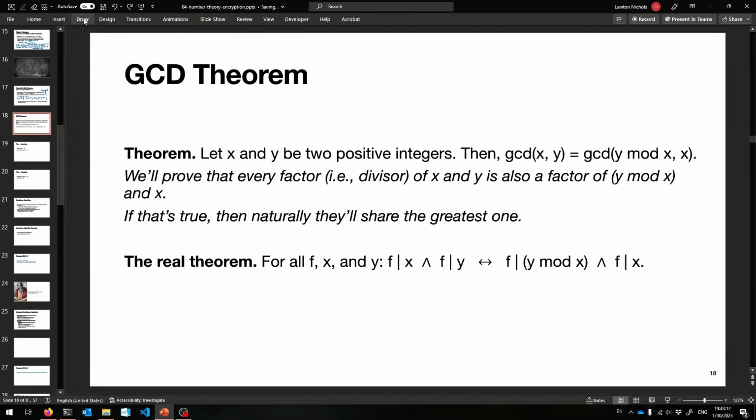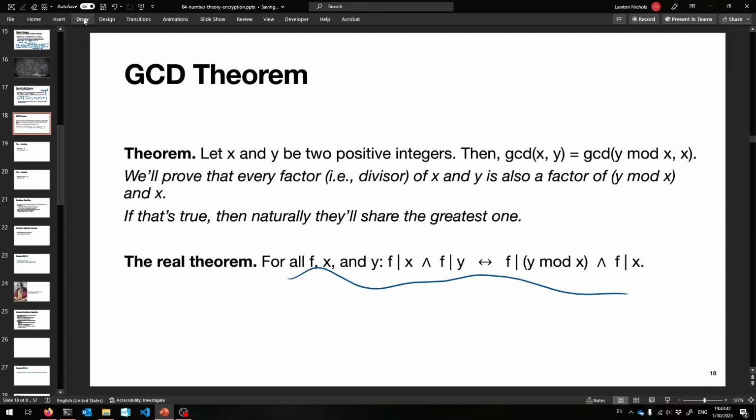That's the algorithm. We're going to prove that every factor of x and y, right, because that's what it means to be greatest common divisor, and it involves factors. So every factor, i.e. divisor, of x and y is also a factor of y mod x and x, because if they share the same factors, then they share the greatest factor, right? And the GCD is the greatest common divisor. So if they share every divisor, then of course they share the greatest one too, okay? And so this is going to lead to our actual real theorem.